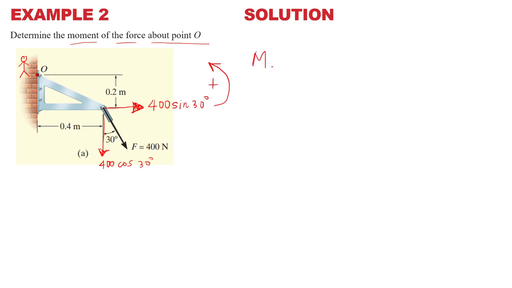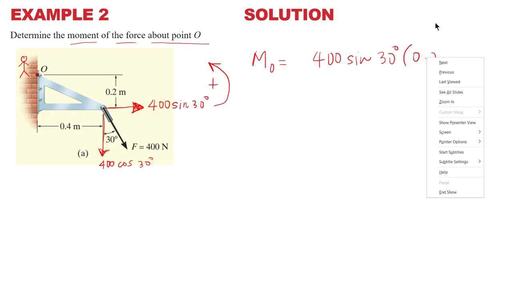So moment O equals 400 sin 30. Is that right? 400 sin 30 times 0.2 meter.